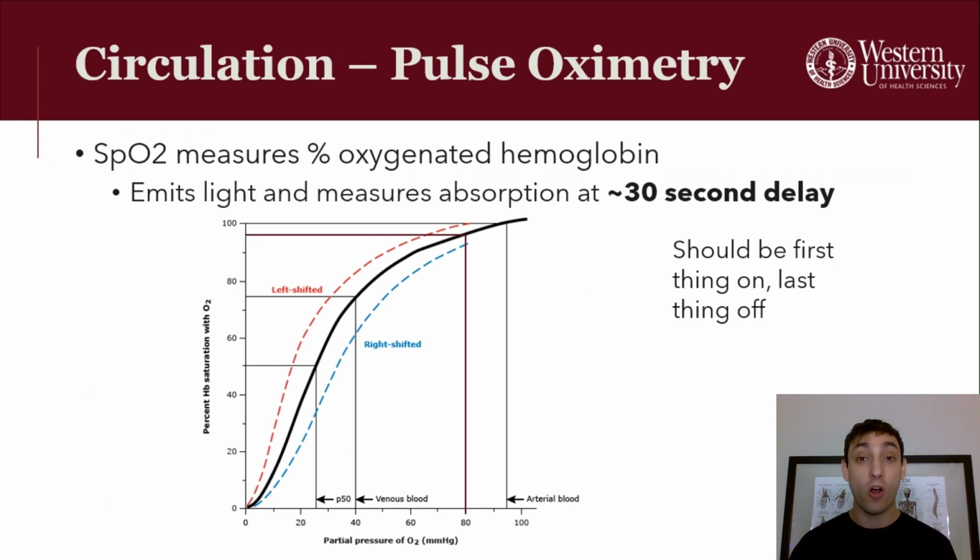It should be the first thing on when somebody goes into the OR, and it should be the last thing off when you're getting ready to transport them to the PACU. So remember your hemoglobin saturation curve. It's dependent on the partial pressure of oxygen. And you see they kind of fall off the cliff at about a PaO2 of 80. That's why that's the minimum in the range. Also remember you can right and left shift the curve. Some notable things are temperature, heat right shifts, also acid-base disturbances, an acidic environment right shifts your curve.